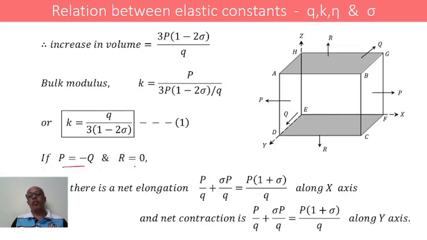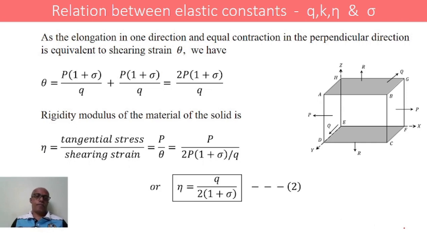If there is no force acting along the direction, and if the magnitude of P is equal to the magnitude of Q with a negative sign, or in other words, if P equals minus Q, then this will be the net elongation along the x-axis. Similarly, the net contraction is P by Q plus sigma into P by Q, that is 1 plus sigma by Q along the y-axis. This is the net elongation along the x-axis, this is the net contraction along the y-axis.